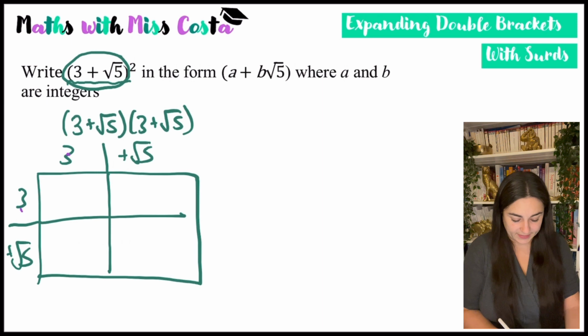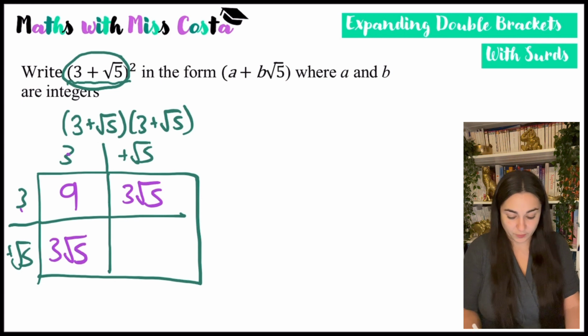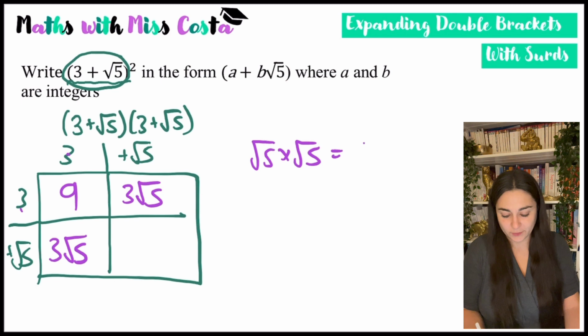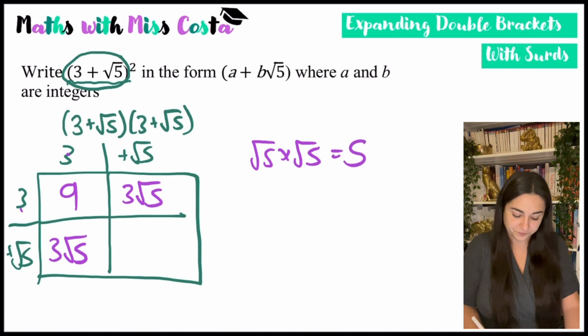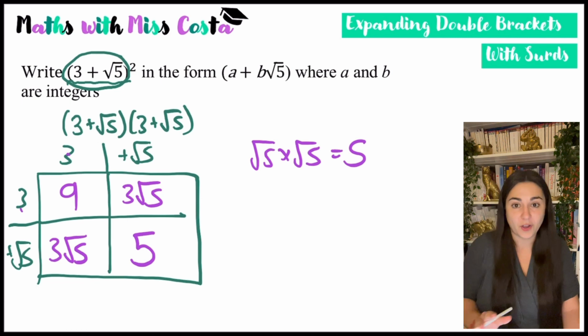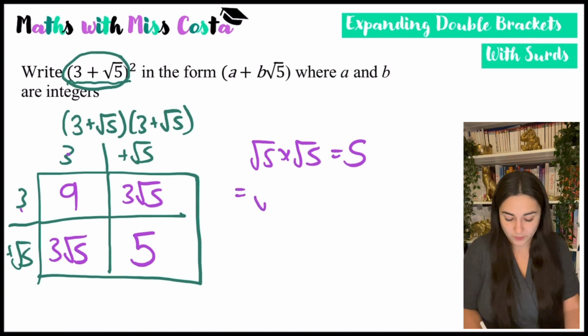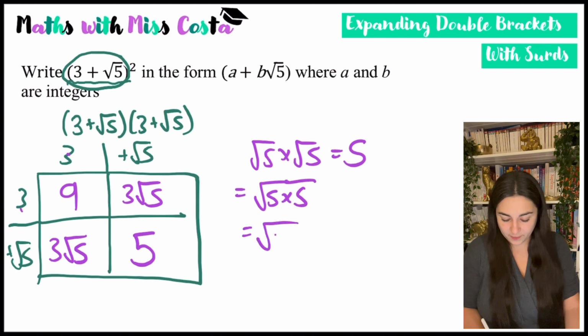So 3 times 3 is 9, 3 times root 5 is 3 root 5. Once again, 3 times root 5 is 3 root 5, and root 5 times root 5. Remember, whenever a surd is multiplied by itself, it's always its unsurd self. So that would just be 5. And why? If you can't remember that, then just do it like you normally would. So 5 times 5, I can write it like that, which I can write like that.